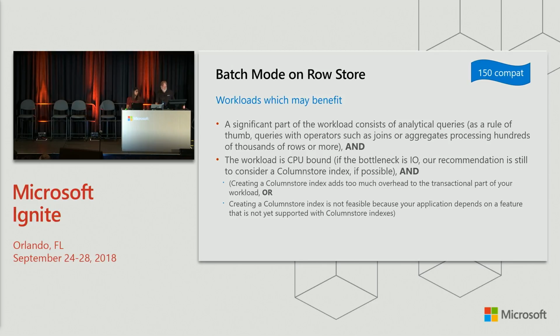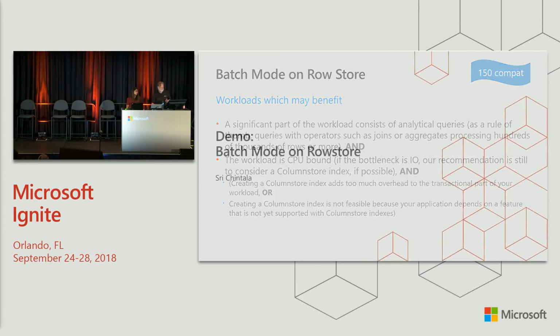So if creating the column store index adds too much overhead to the transactional part of your workload, or if you're doing a lot of churn, that's going to degrade the column store. If it's not feasible because your application depends on a feature that isn't supported yet on column stores, obviously you can't use them. So those are cases when you would not use them.